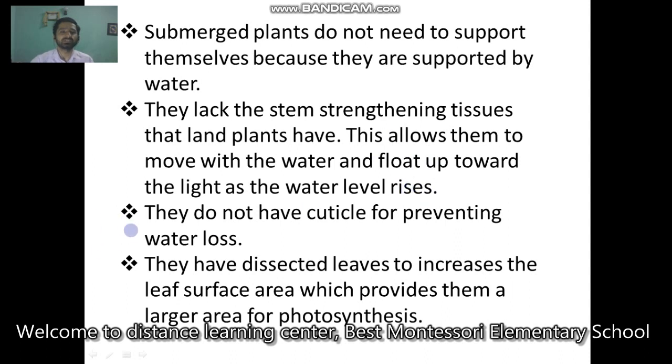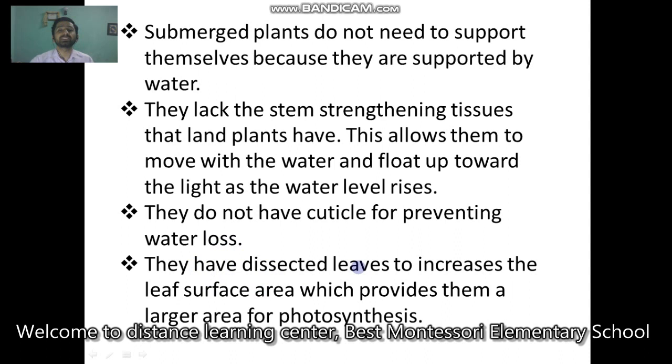Now the most important point here is they do not have a cuticle for preventing water loss, because land plants have to absorb the water from the soil, which is a more complex procedure than that of plants living in water. Why? Because they directly absorb the nutrients from the water. They live in water itself. That's why they do not have a cuticle to prevent water loss.